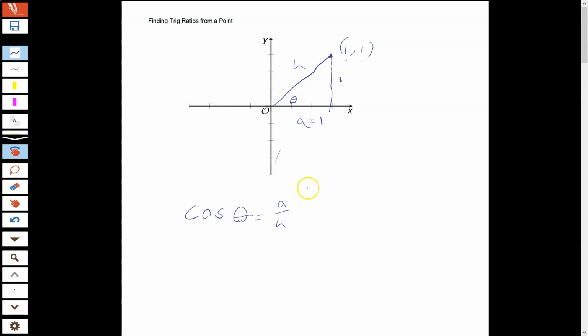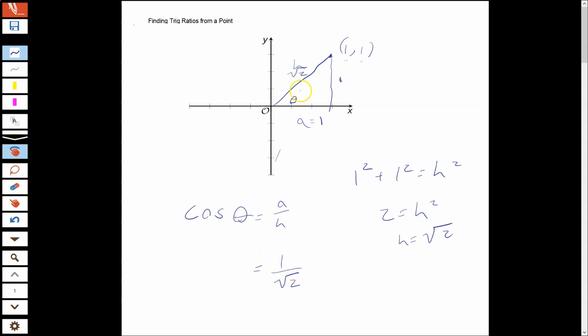Now I need to know the hypotenuse. Well, here I can use the Pythagorean theorem, right? So 1 squared plus 1 squared equals h squared. 1 plus 1 is 2, equals h squared. And h equals square root of 2. Okay. So my hypotenuse is square root of 2. What that means is the cosine of theta is the adjacent, 1, over the hypotenuse, square root of 2.